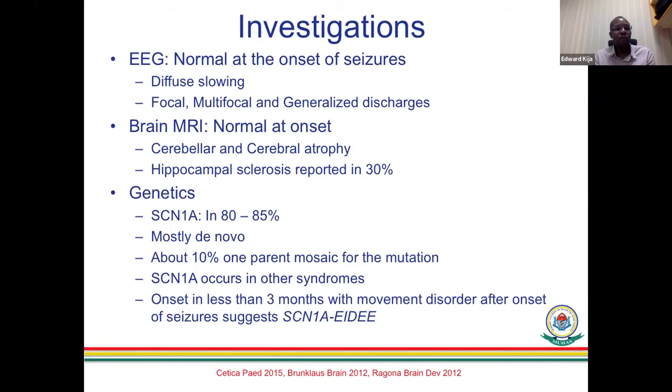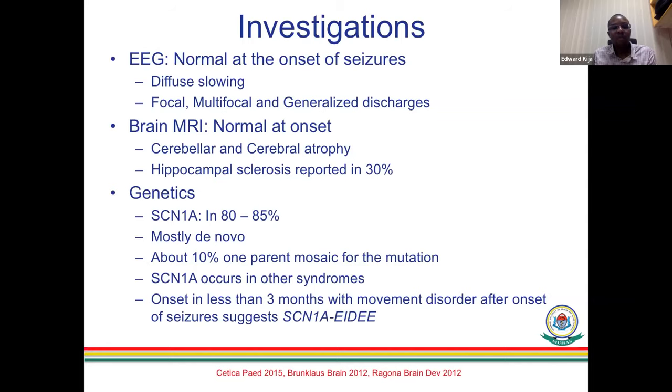The SCN1A mutation occurs in other syndromes, and it may occur in the same family, where some patients having the same mutation have Dravet syndrome. Other family members with the same mutation have a milder form of seizure, including simple febrile seizures, and others may present with genetic epilepsy with febrile seizures plus. So there's quite a diverse heterogeneity with the alpha-1 subunit voltage-gated sodium channel.